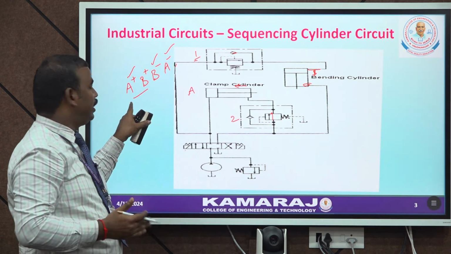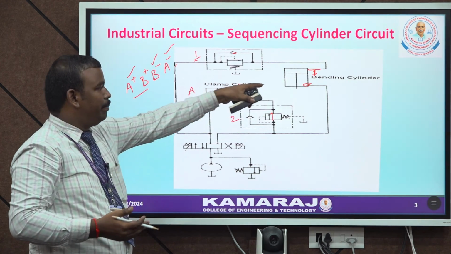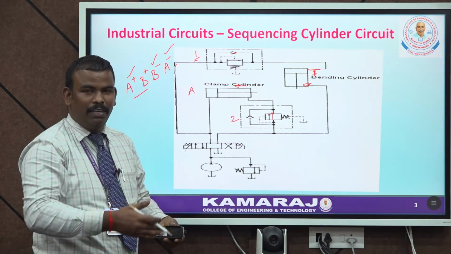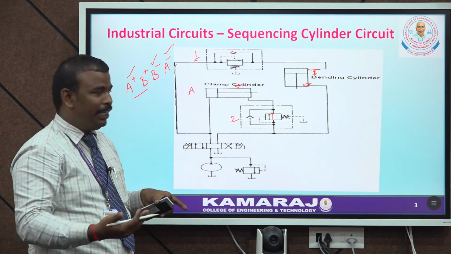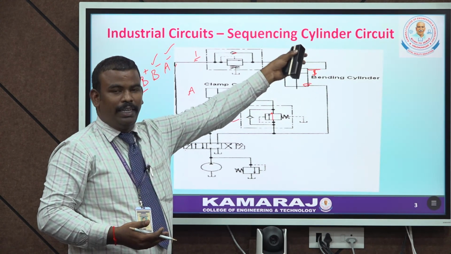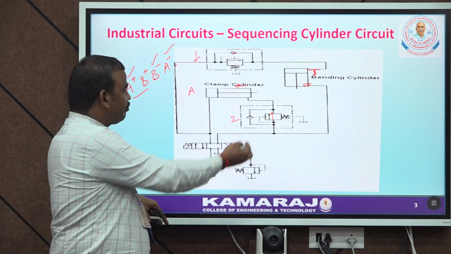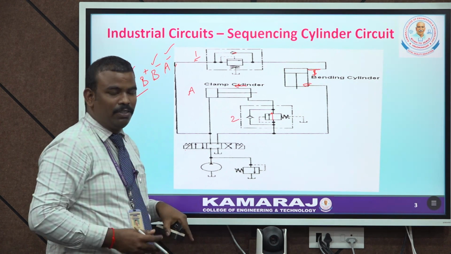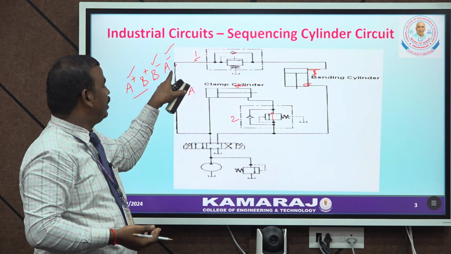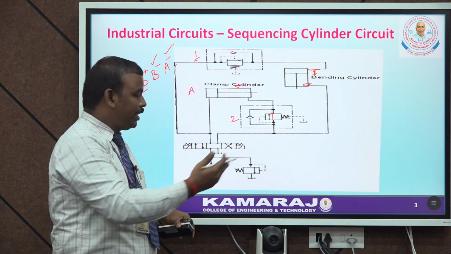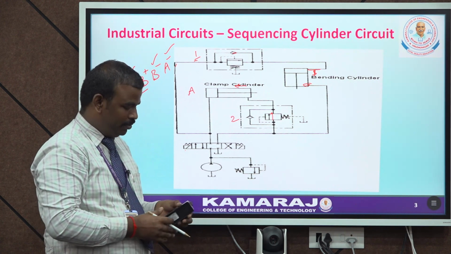In A plus, the clamping cylinder clamps the workpiece. Then the bending cylinder B bends the workpiece. So B plus is achieved. Once the operation is completed, the B cylinder returns to the original position. So B minus is achieved. Then the clamping cylinder also moves to the original position. So it's called declamping. A minus is achieved. So again the process works cyclically by using the direction control valve.